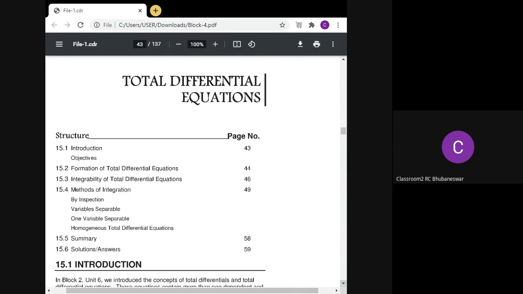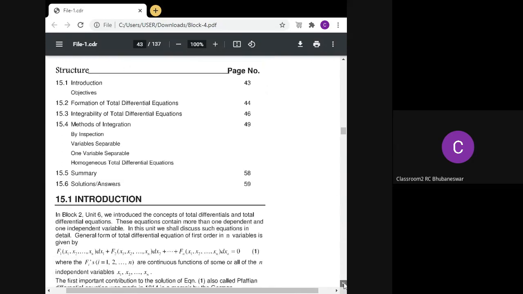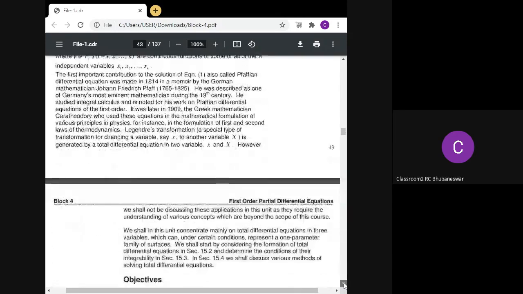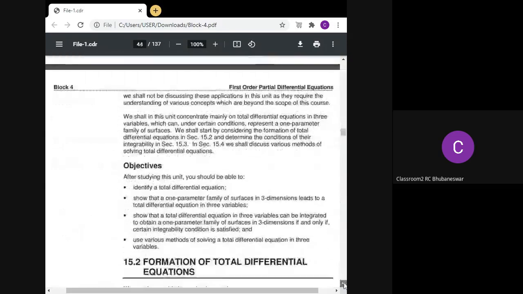It covers the formation of total differential equations, then the integrability approach to solve this kind of total differential equation, then the method of integration to solve them by inspection, by variable separable, by using one variable separable form, or by using homogeneous total differential equations. So let us discuss the total differential equation, that means what the differential equations look like and in which form we can represent them.